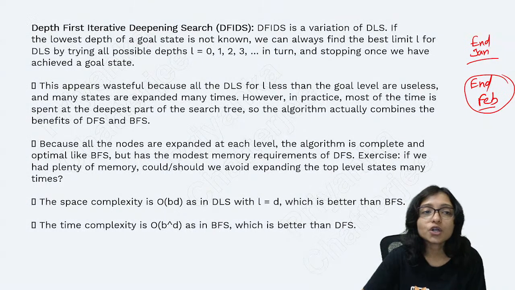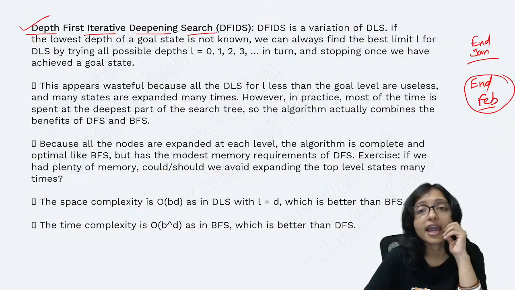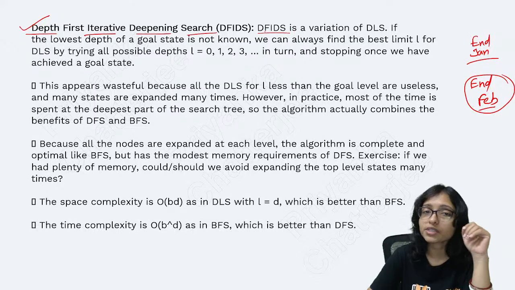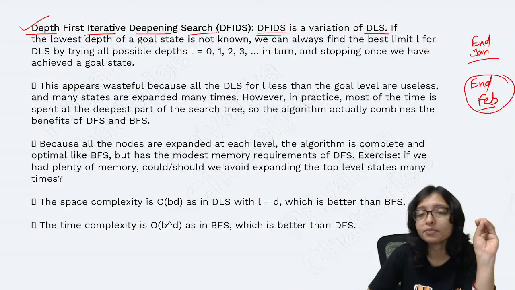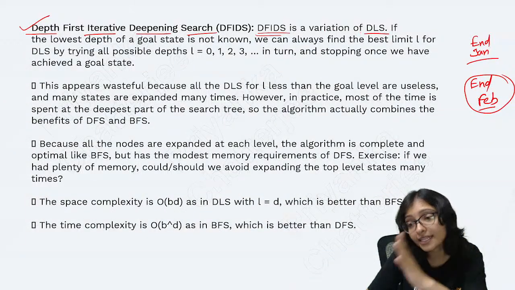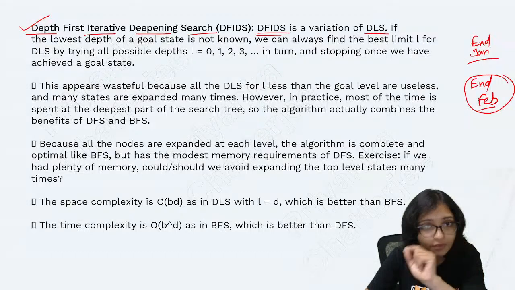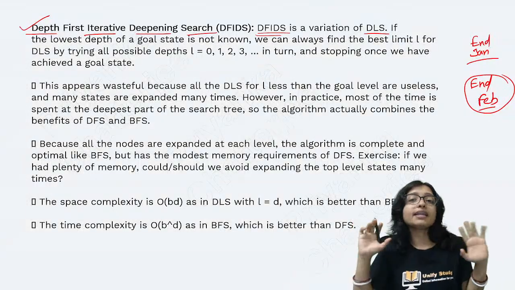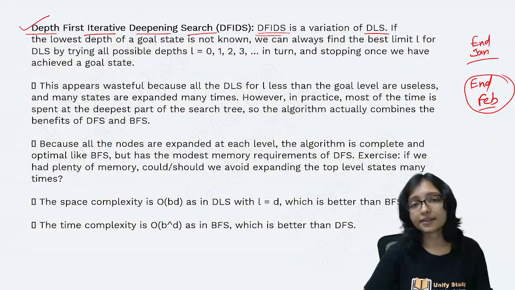So depth first iterative deepening search, DFIDS. Remember the short form also, sometimes they can ask in short form. It is one variation of depth limited search. All are related. If you learn with the relation, then everything will be clear to you. If we learn haphazardly, then it is not clear. Whenever we learn one by one, step wise, it will be very clear and you can relate all the algorithms.